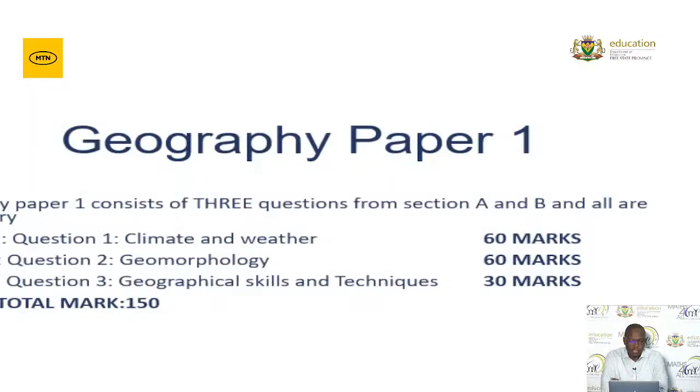The structure for paper 1, geography, 2022, final examination. We're having 3 questions. Question 1 is climate and weather, which is 60 marks. Question 2 is geomorphology, which is also 60 marks. And question 3 is geographical skills and techniques, which is basically map work, 30 marks.